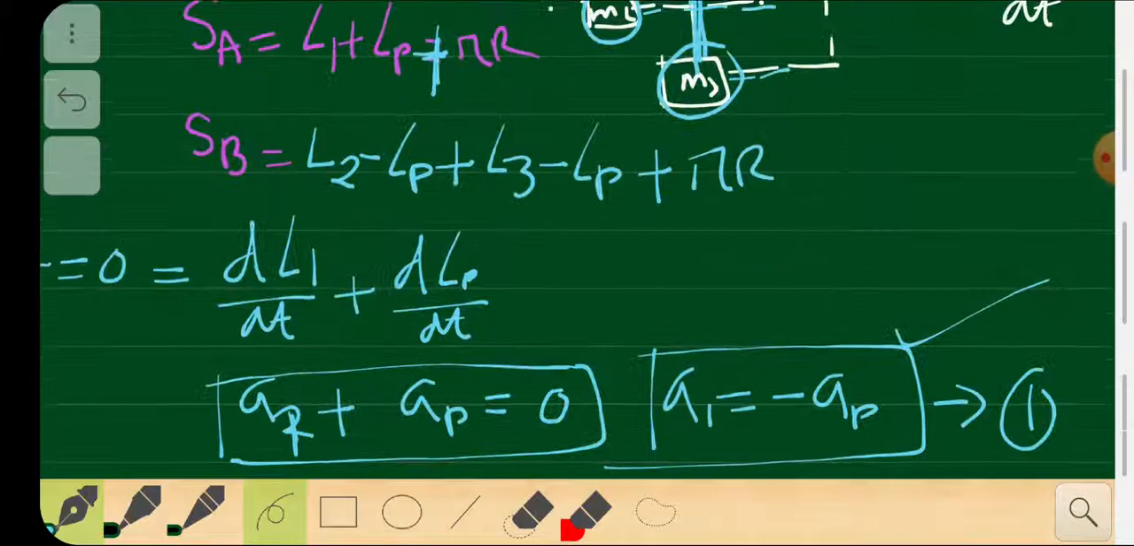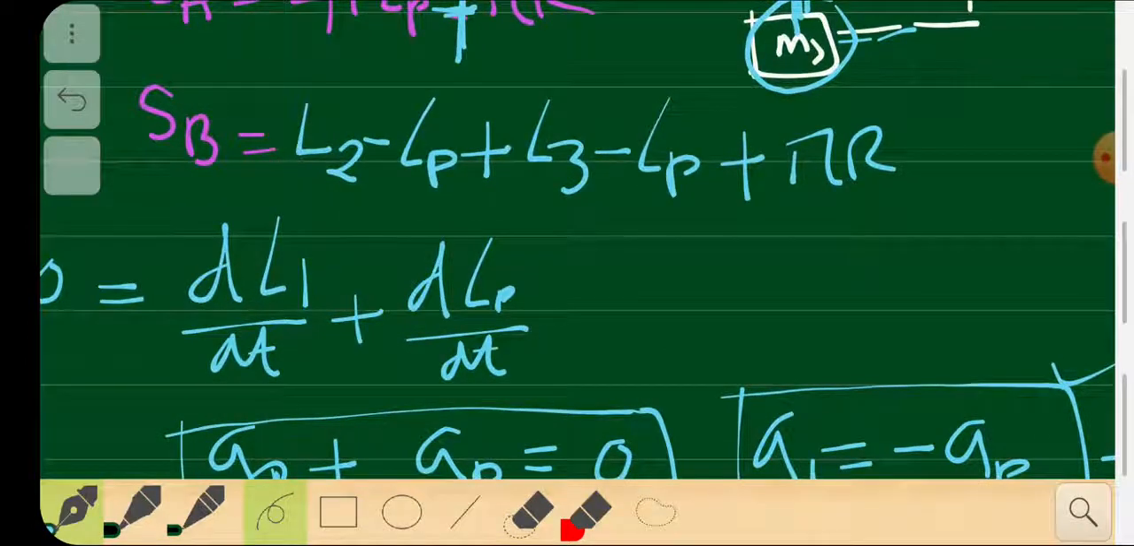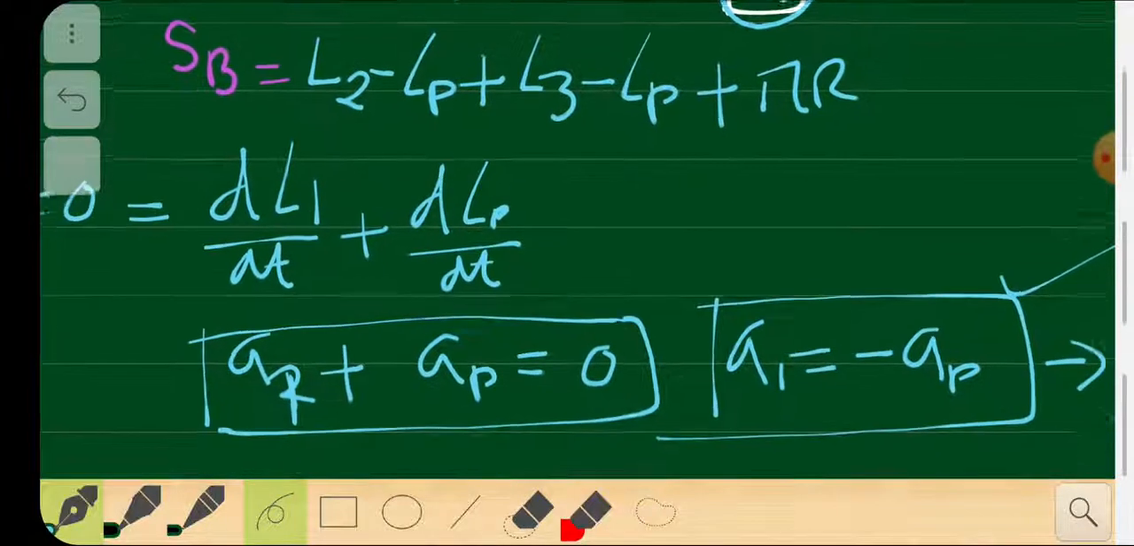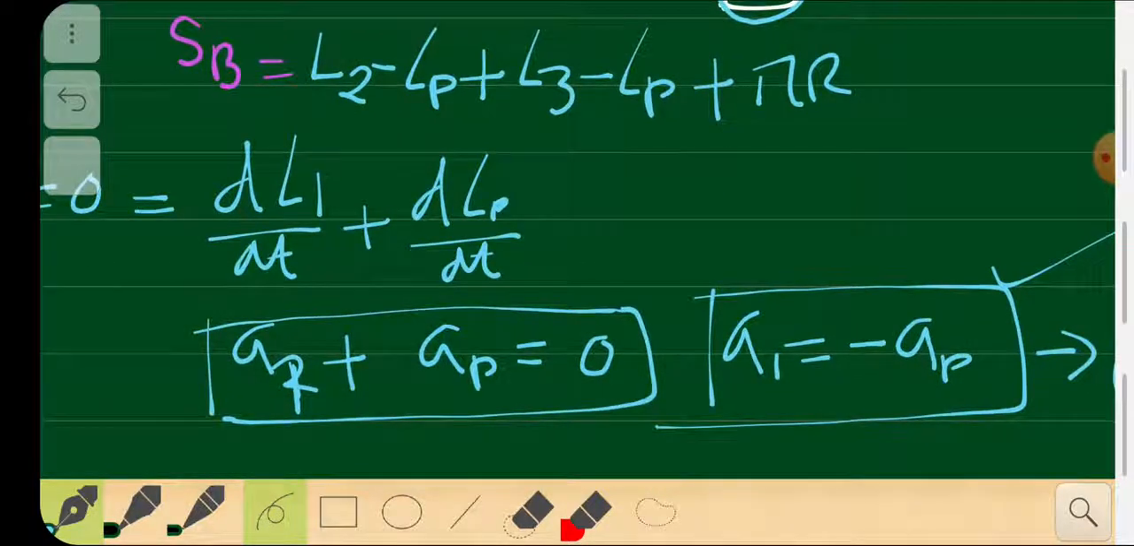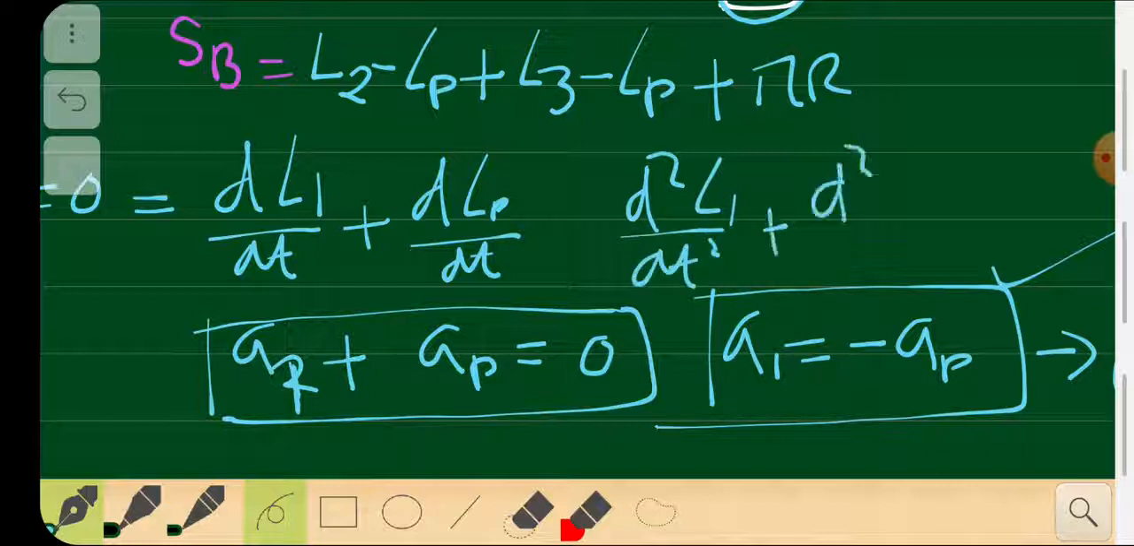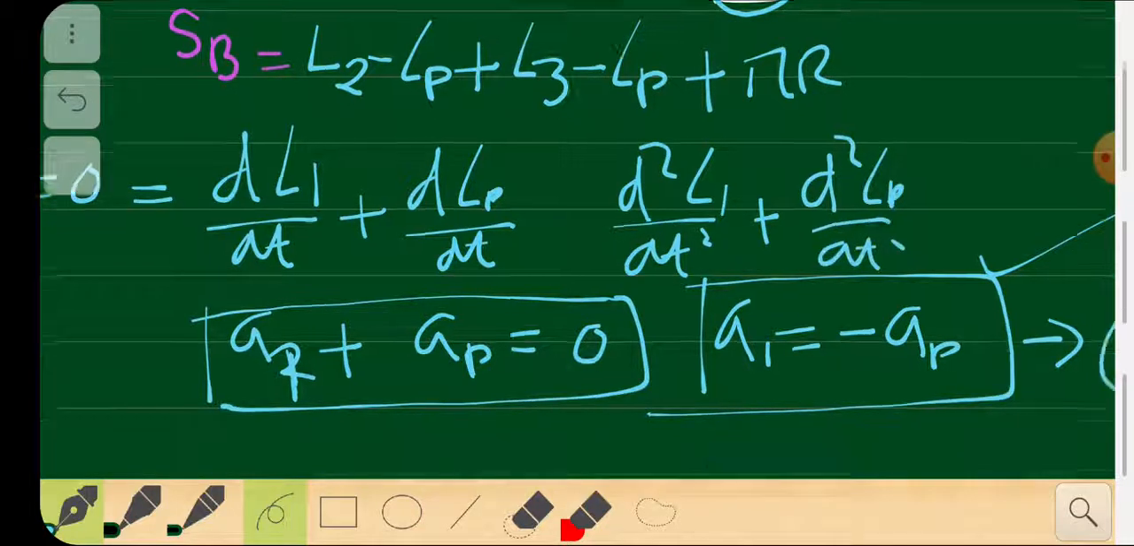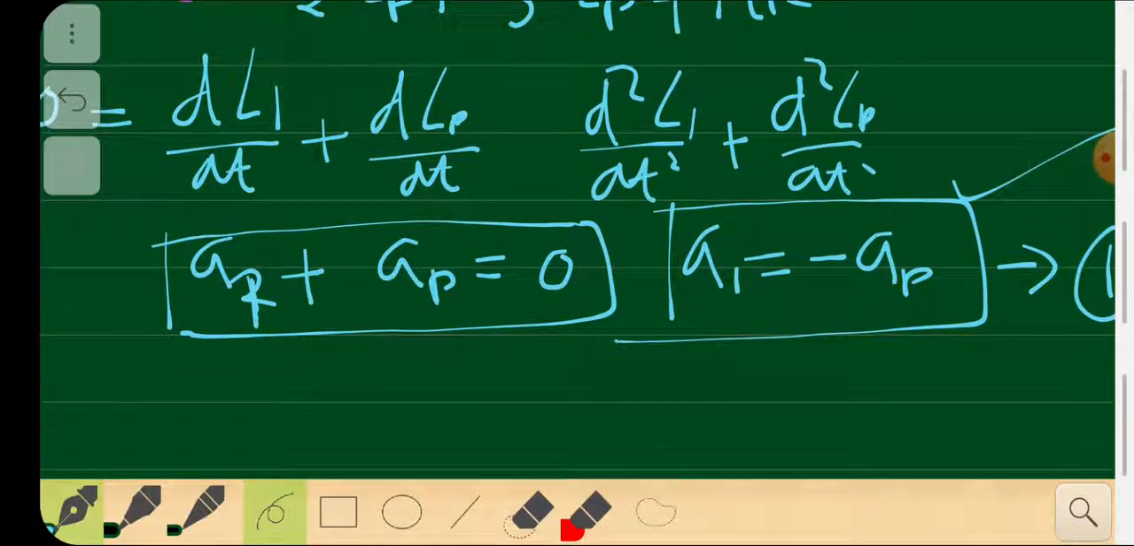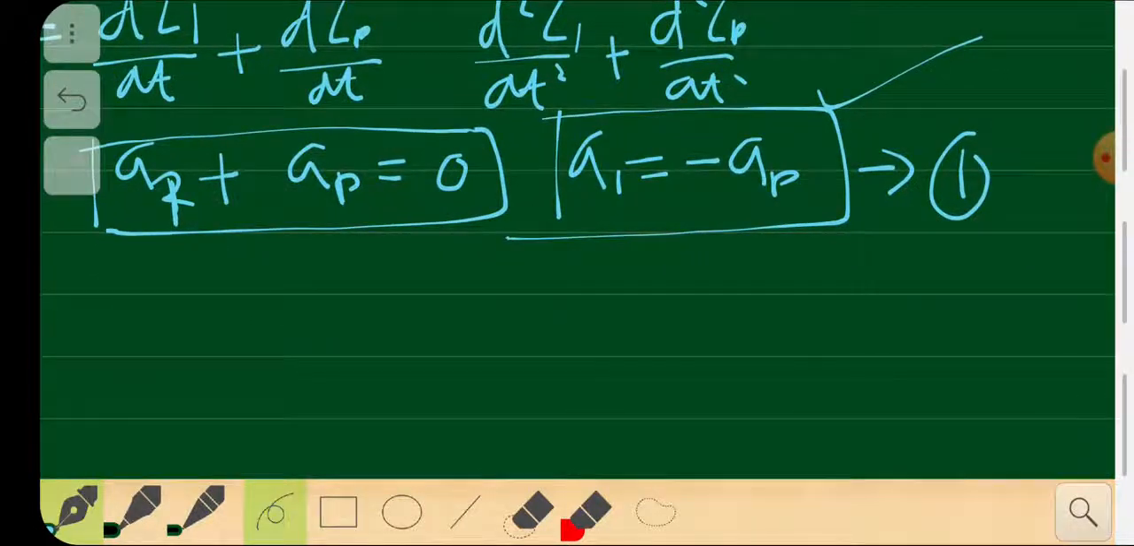If you take the derivative, this is just the length, so you have to take the derivative again. If you want to find the acceleration, you take the derivative again: d squared L1 by dt squared is the acceleration, plus d squared LP by dt squared. I hope you got that step right. I just skipped it. Anyways, that will be a1 and that will be aP. So a1 will be equal to minus aP.